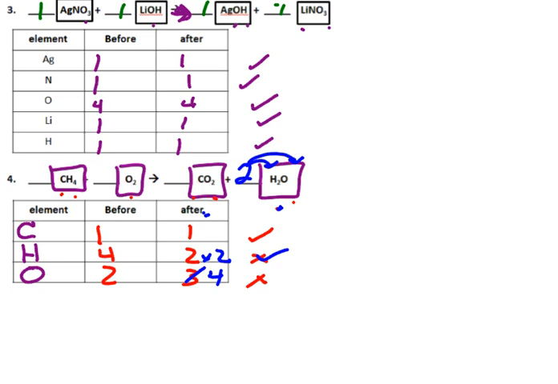I can fix this by multiplying oxygens on the before side by 2. Looking for oxygens on the before side, I'm putting a 2 in the multiplier spot as a coefficient. I now have 4 oxygens. This equation is now balanced. Any blank left over can be filled in with the number 1.